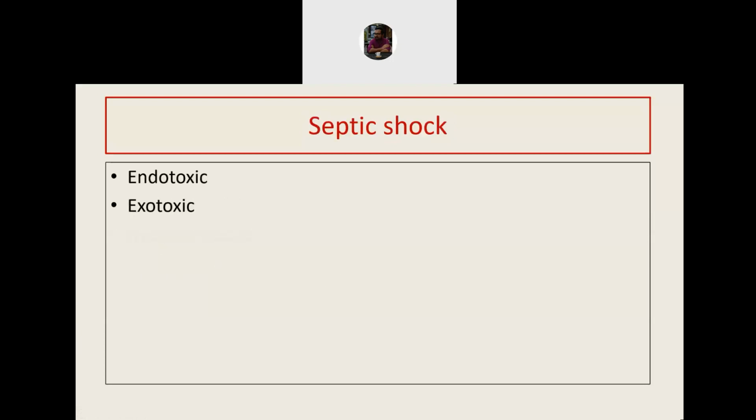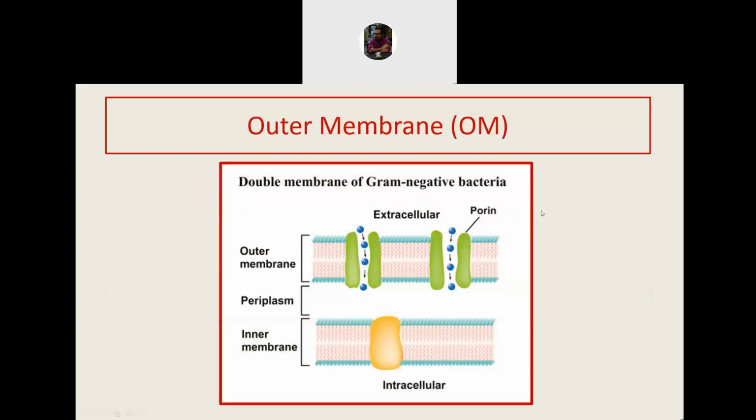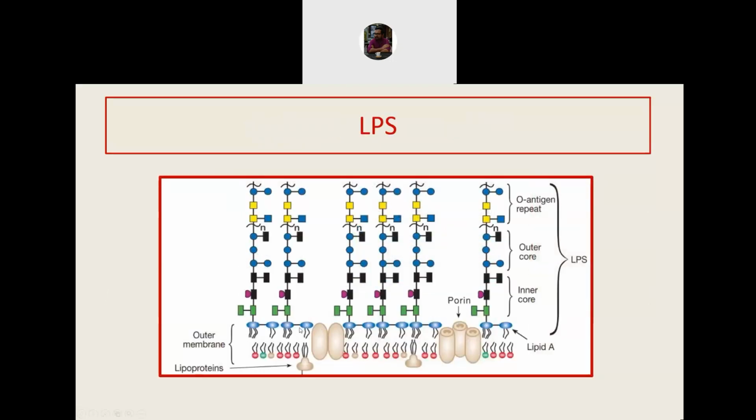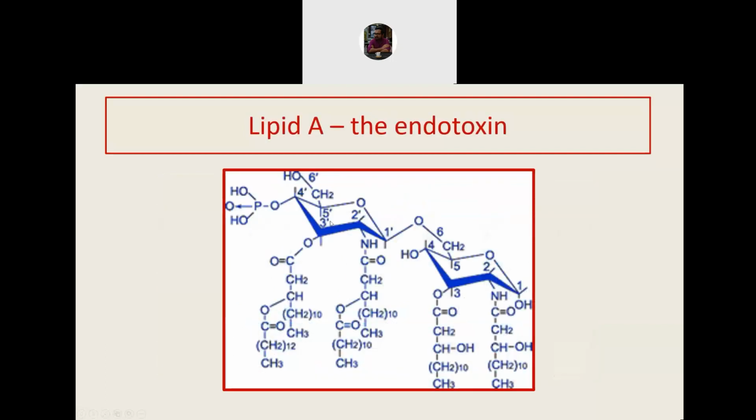Coming to septic shock. Septic shock is caused by vasodilation, which is caused by bacterial toxin. Bacterial toxins can be endotoxin or exotoxin. It is most commonly caused by endotoxin. So what is an endotoxin? If we see the cell wall of a gram-negative bacteria, we will see there are two membranes known as outer membrane and inner membrane. The outer layer of the outer membrane contains a unique molecule known as lipopolysaccharide or lipid A. This lipid A molecule, which contains rings of sugar as well as lipid, is the bacterial endotoxin.